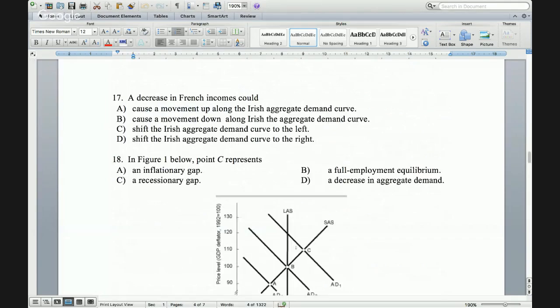Okay, 17. A decrease in French incomes. Okay, so a decrease in French incomes. And then we have here in your options, Irish aggregate demand for both of these. Actually, for all of them.